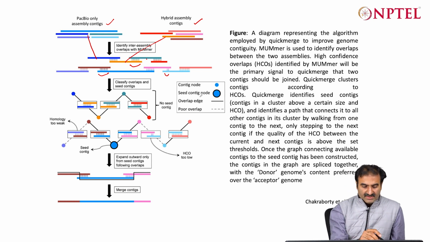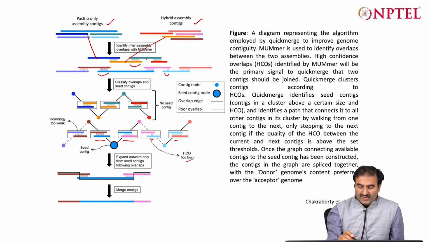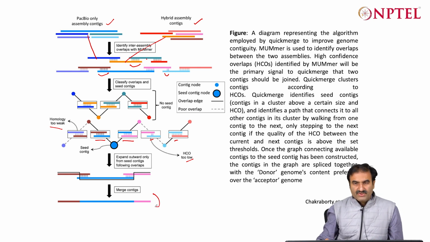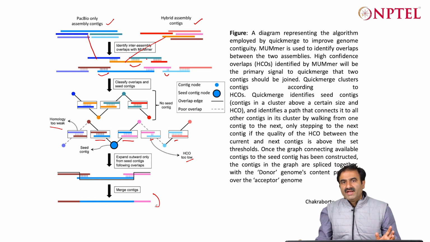So if you can see here, in these cases the overlap is good, whereas in this case the overlap is poor. So the HCO score is too low, the HCO is too weak, whereas in this case you can see the strong line or the dark line, and this is the dotted or dashed line, which tells that this should not be connected and this should be connected together. Those which can be connected together have been connected, merging those contigs based on the overlap, and then you are building the consensus using the information from both the long read and the short read assembly.